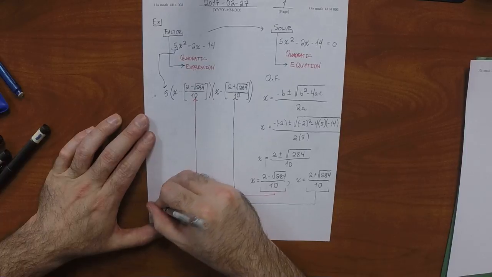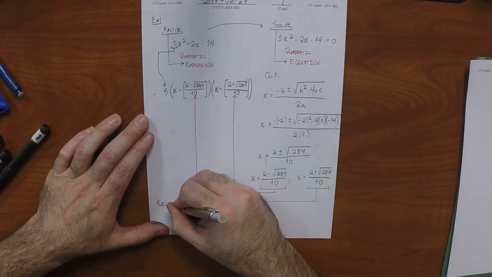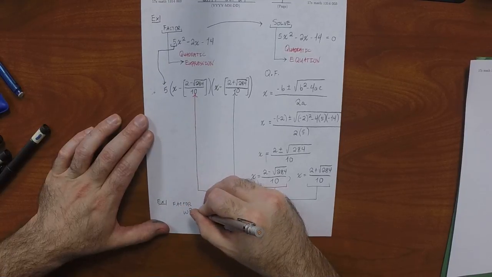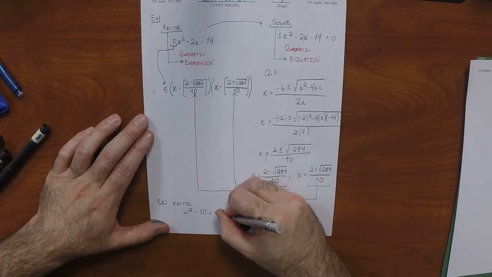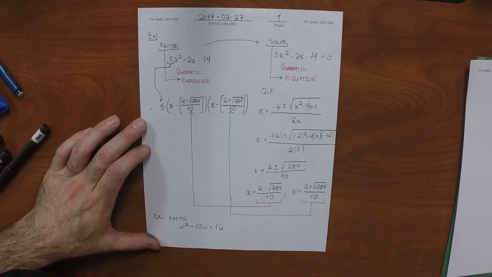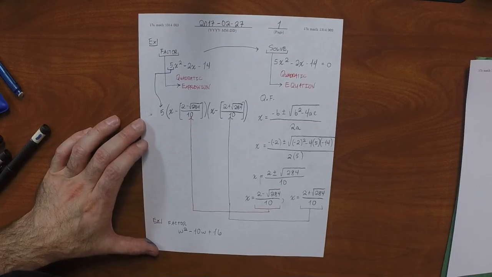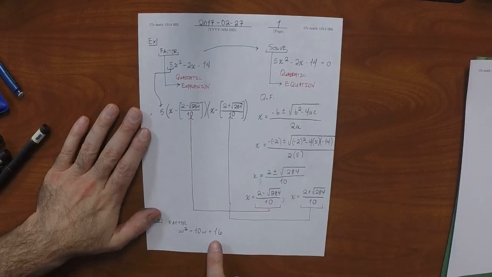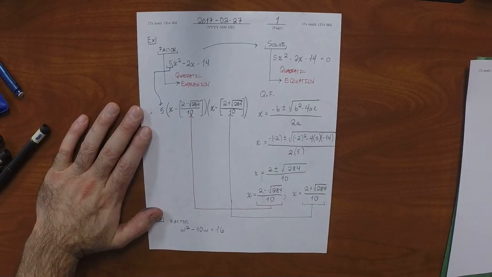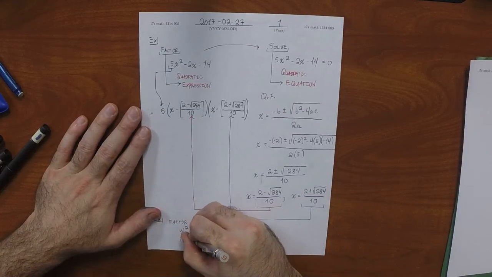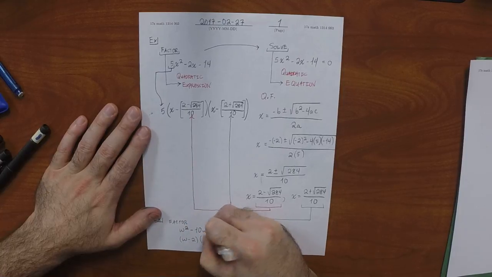That being said, suppose I gave you the following. I said, please factor w squared minus 10w plus 16. What would you do? Just factor it normally. Okay, so what does that mean? x minus 8, x minus 2. Right. Can you think of two numbers whose product is positive 16 and whose sum is negative 10? Yeah. Negative 2 and negative 8. And that's the answer.